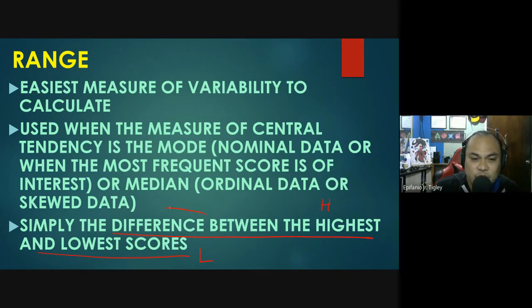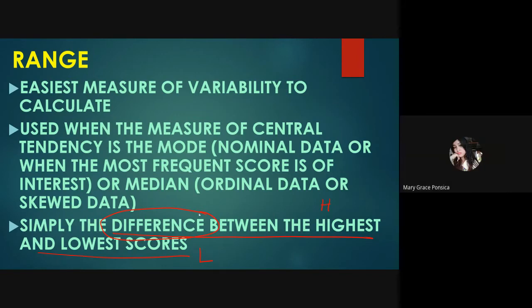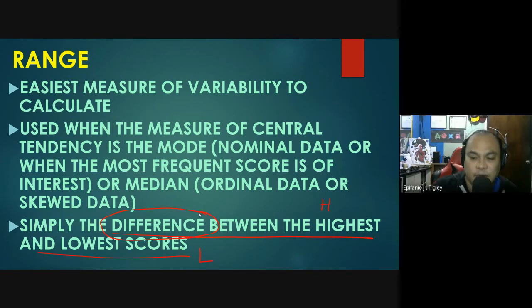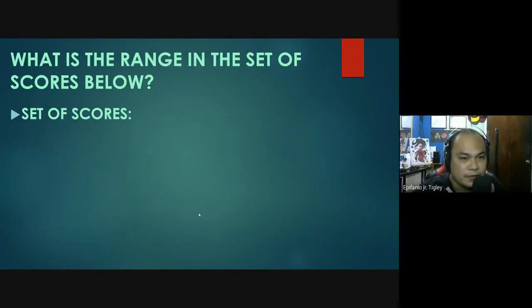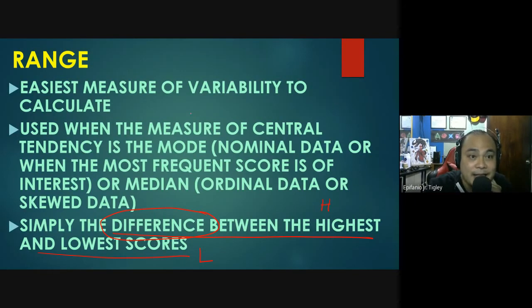What's the difference? What do you mean by difference? R equals H minus L. Okay, that's a very good answer. The formula is simply, sorry for that, let me go back, HS minus LS: highest score minus the lowest score, just like what your classmate said a while ago.